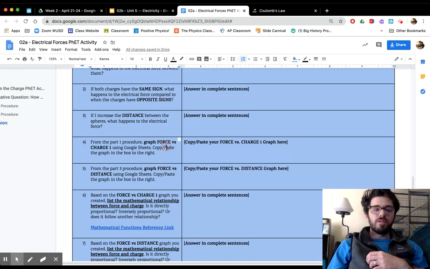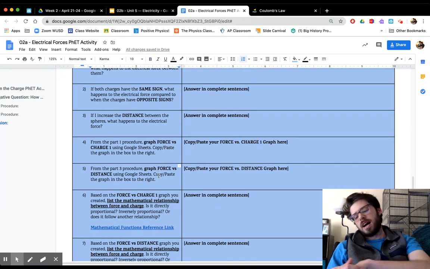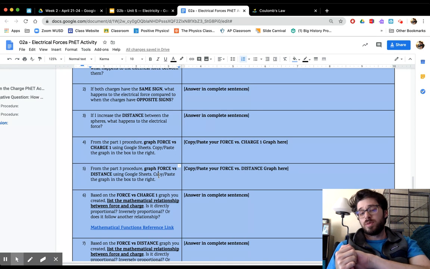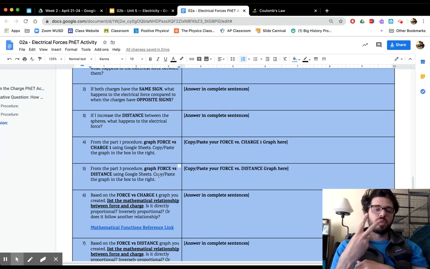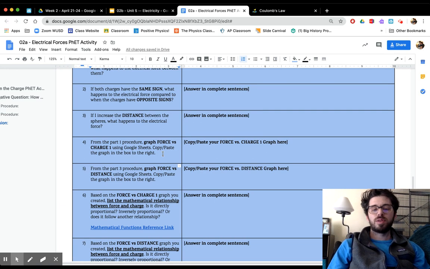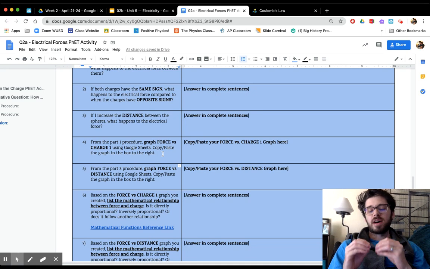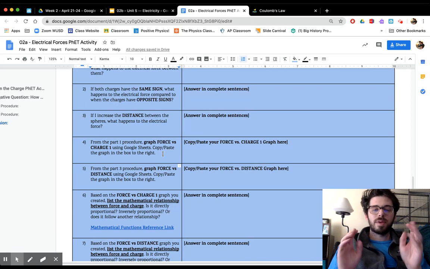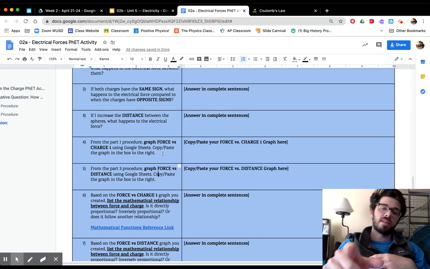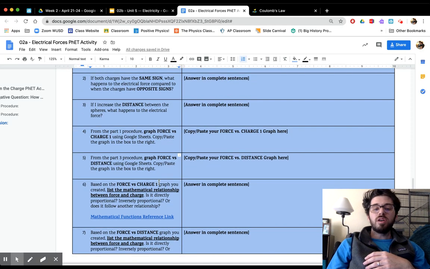And then for questions 4 and 5, I'm going to have you guys graph some stuff. I want to get us back into doing that, and that's why I'm going to give you guys 2 days to do this activity. So I do want you to go back to the part 1 procedure, and I want you to graph force versus the value of charge 1. Use Google Sheets, copy and paste the image into here. And then I want you to look at the part 3 procedure. I want you to graph force versus distance, again using Google Sheets, and copy and paste the image right here.